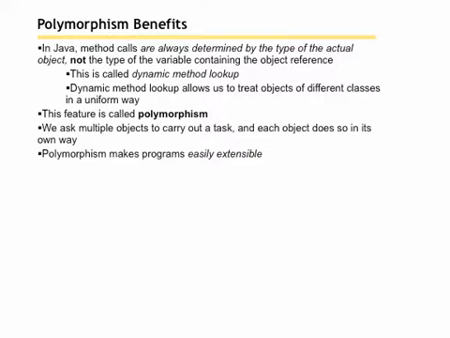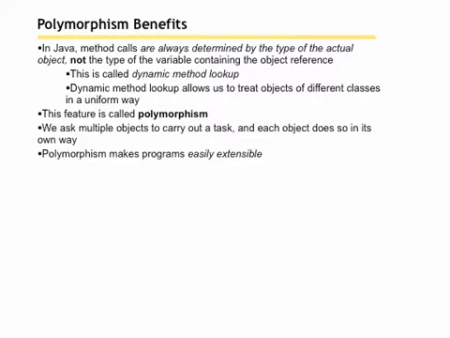So at compile time, the method has to be there for the superclass. It's got to be there for that superclass reference to find at compile time. But then at runtime, it will use the actual object type to be able to run the right method. This is called polymorphism. And it lets us write code that's responsive and flexible. We ask multiple objects to carry out a task, and each object does so in its own way, which is pretty handy. Polymorphism makes programs easily extensible. We can extend the features of the programming language. In fact, that's an object-oriented programming paradigm, to be able to extend the programming language.